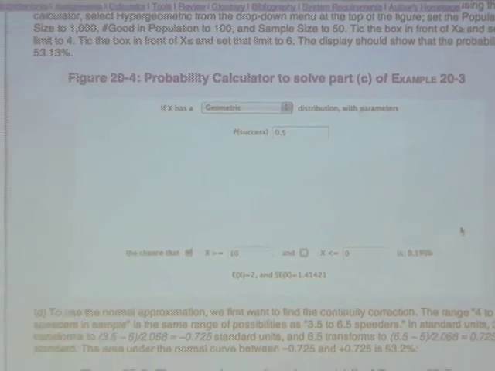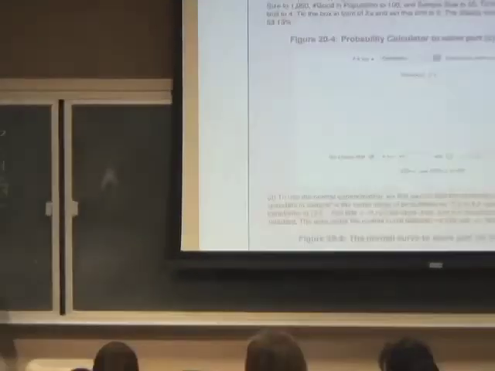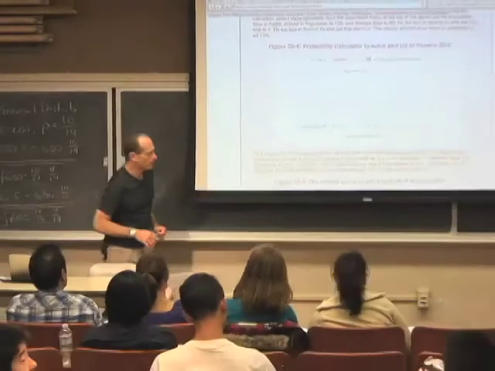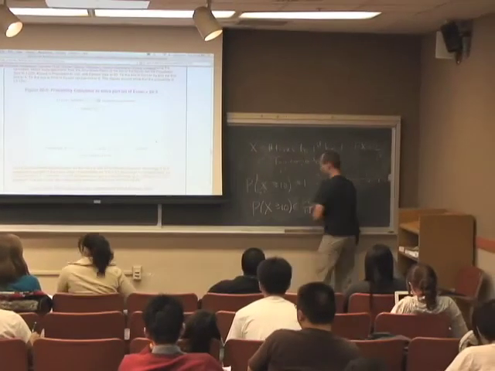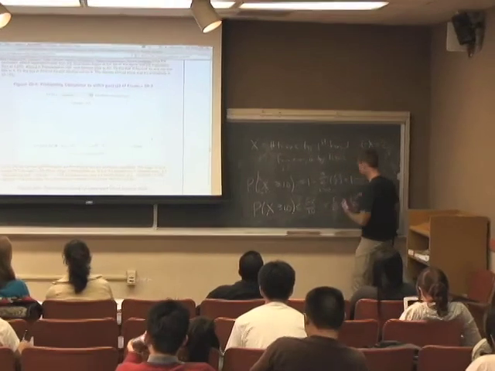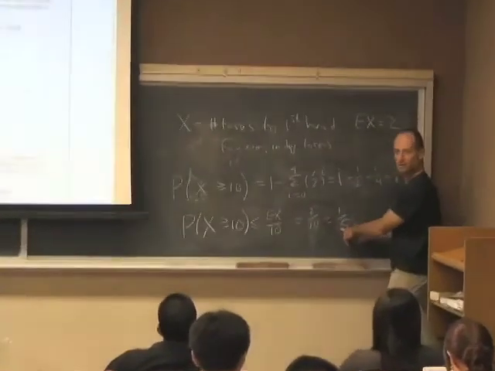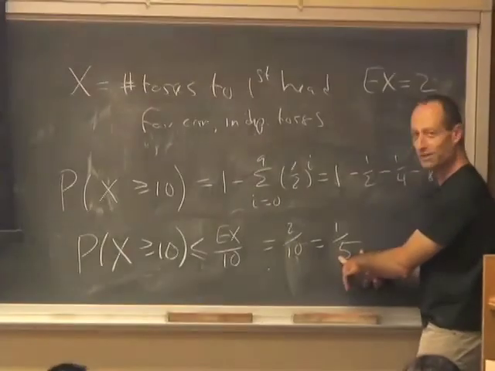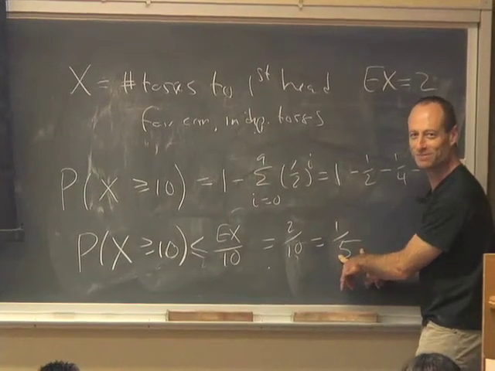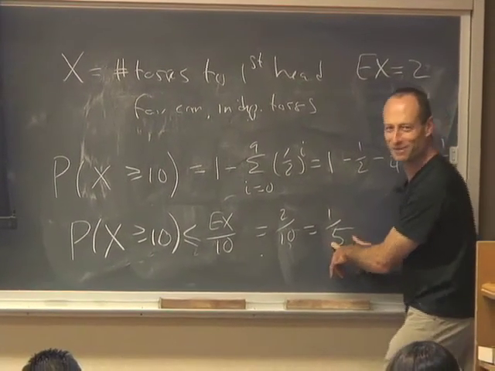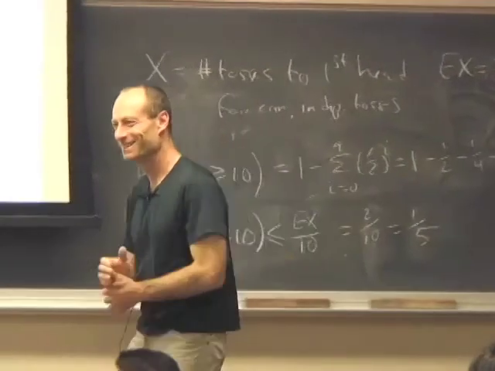Yes. Clarify what it means. So it is true that this probability is less than 1/5, but in fact, it is a lot less than 1/5. 100 times less. Yes? How can we make it more accurate?